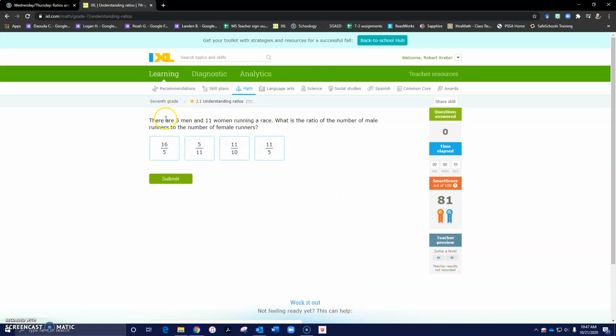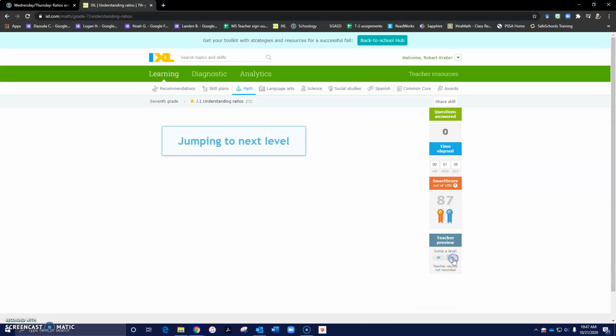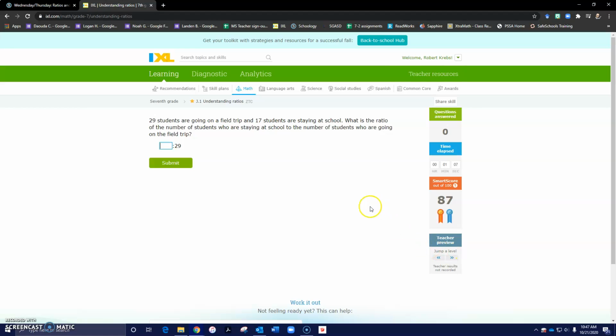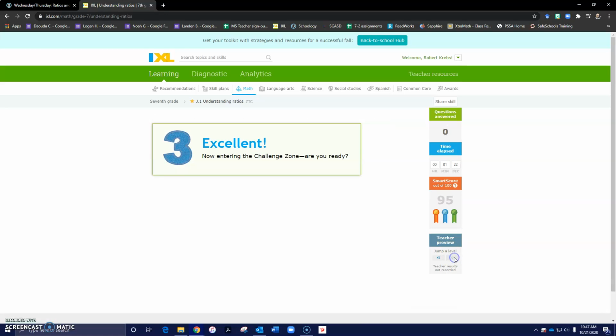All right. When you have a word problem, again, read it carefully. 5 men and 11 women running a race. The ratio of the number of male runners to female runners, well, that one's kind of easier. But you also might be asked about the number of total. So for example, 29 students total are going, 17 are staying in school. What's the ratio of the number of students who are staying at school to the number who are going on the field trip? So you have to do a little subtraction there to get that one correct.